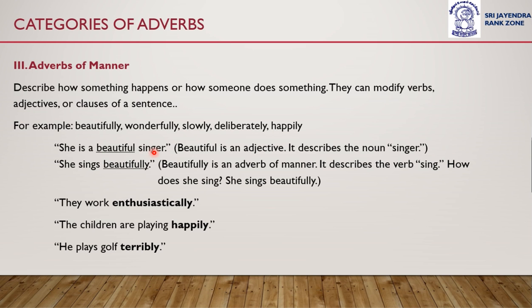She is a beautiful singer. It describes the noun singer. She sings beautifully. Beautifully is an adverb of manner. It describes the verb sing. How does she sing? She sings beautifully. Alright?